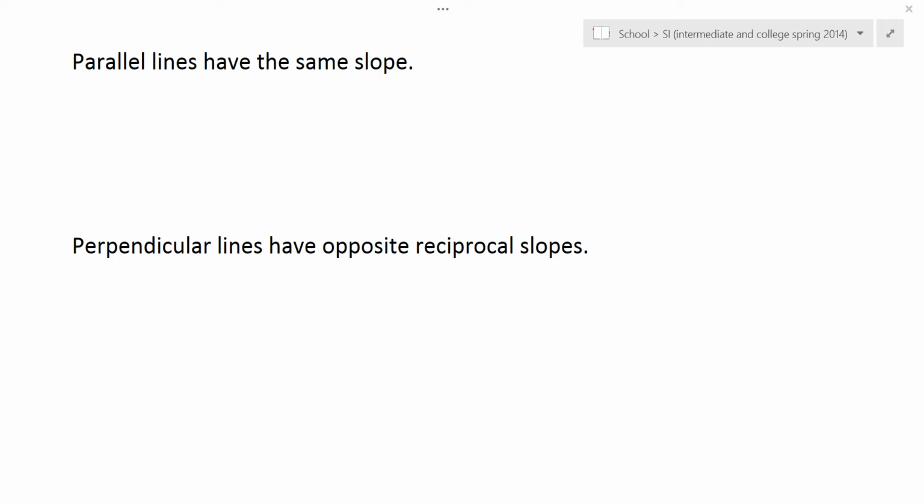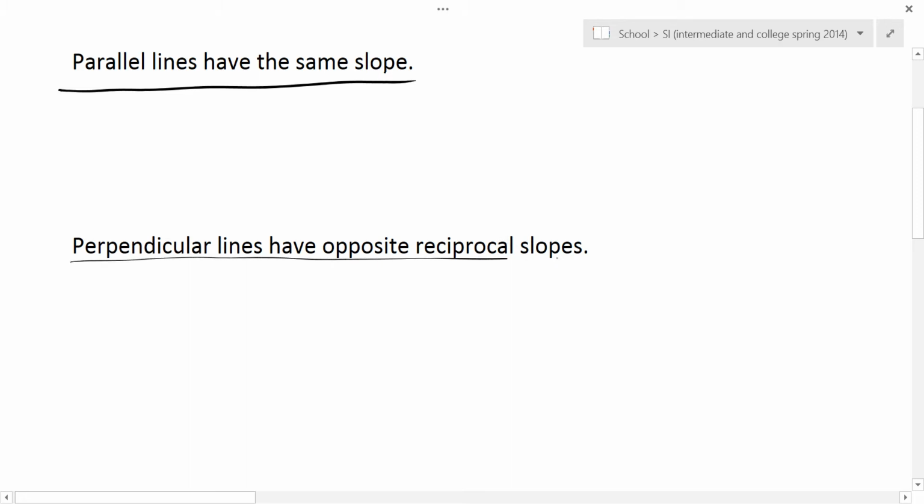First, I'm going to list the rules for parallel and perpendicular lines so that we can differentiate between them. Parallel lines have the same slope. Okay, you can read that there. Perpendicular lines have opposite reciprocal slopes. What does that mean? If they have the same slope, that's pretty easy. But opposite reciprocal? Well, let's do an example real quick.